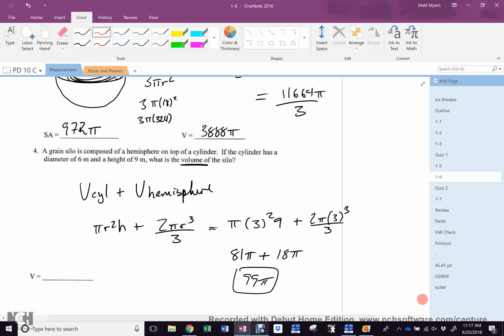Because you didn't need to draw it. Why did I have to take it off? If you don't know what a grain silo is, you could say you couldn't do this question, even though I actually describe what a grain silo is. Kids were still saying, I can't do it. I don't know what it looks like. Read the question to me. It's a hemisphere on top of a cylinder.